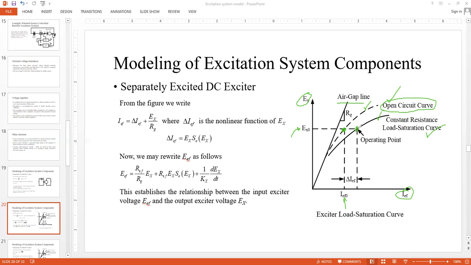So thus you are expecting some current different than IEF0. And if this current is any arbitrary IEF, you can write IEF at this operating point as the summation of this current, that is IEF0, plus any change, this deviation, and that deviation is represented by delta IEF. So IEF is simply IEF0, which is this, plus delta IEF. So this is nothing but your IEF0.